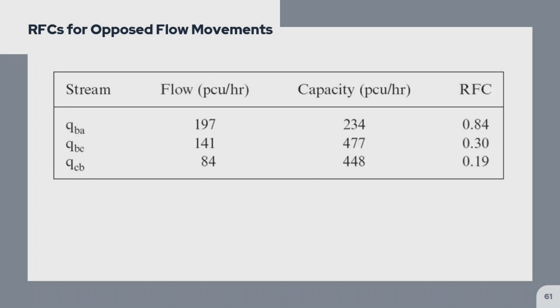RFCs for opposed flow movements. It is important to take note that RFC values vary throughout a peak and can rise and fall sharply or slowly. The consequences of a high RFC depend on the flow. An RFC value of 1.2 might not matter with a very low flow, whereas a value of 0.8 might be disastrous with a high flow.